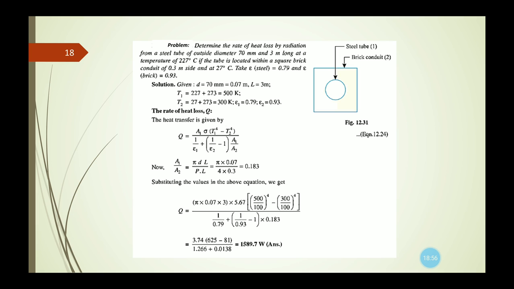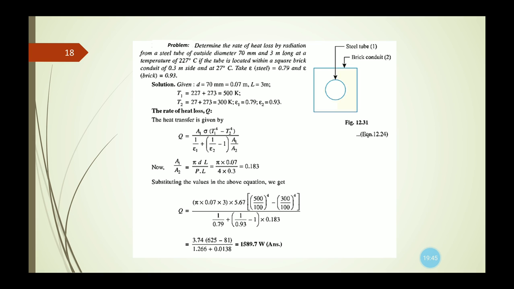The question says, determine the rate of heat loss by radiation from a steel tube of outside diameter 70 mm and 3 meter long at a temperature of 227 degrees centigrade, if the tube is located within a square brick conduit of 0.3 meter height at 27 degrees centigrade. The emissivity for the steel is given as 0.79, and for the brick it is 0.93. The diagram is given here for the steel tube and the brick conduit. We need to determine the rate of heat loss by radiation.